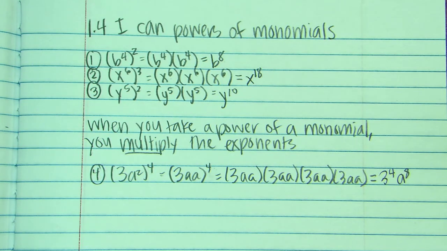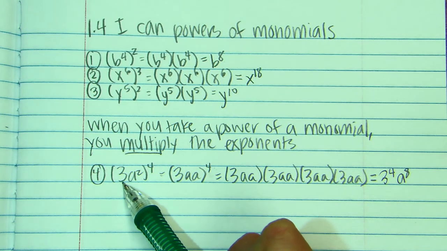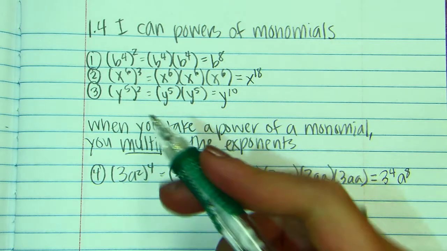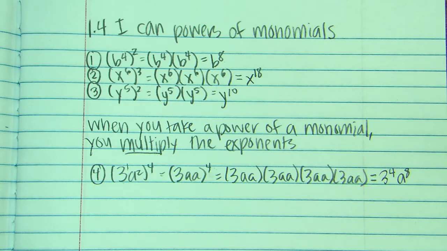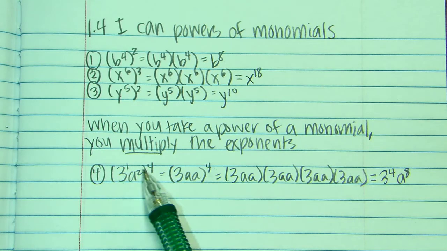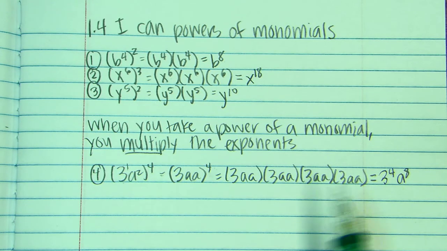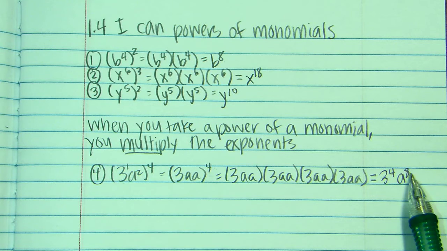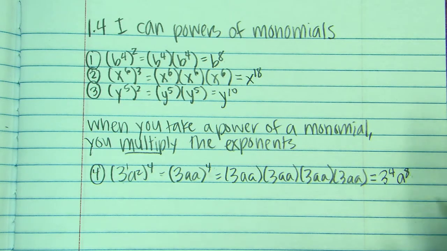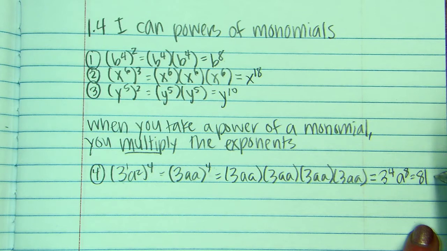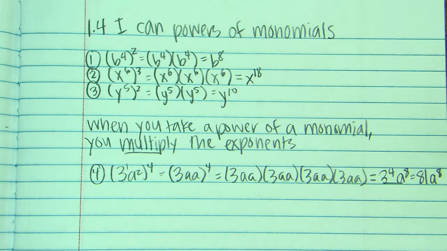Let's go back and see about our shortcut from before. What invisible exponent is really on this 3? It's really 3 to the first power. So if we use our shortcut of multiplying exponents, 1 times 4 is 4, which I got here, and 2 times 4 is 8, which I got here. If you want to evaluate this and also put 81 a to the eighth, that would be okay because 3 to the fourth power is 81. I would count either one of these as a correct answer on a quiz or a test.